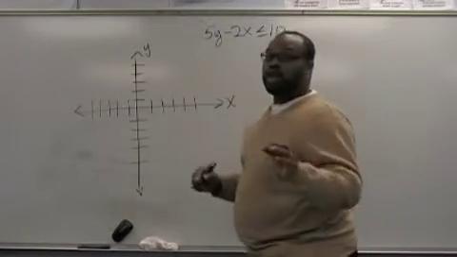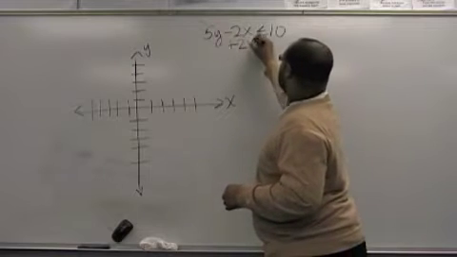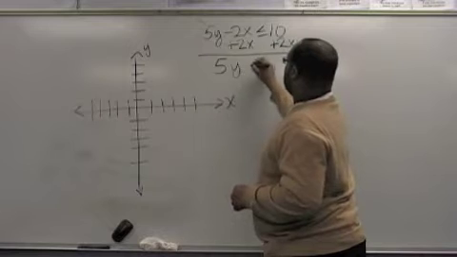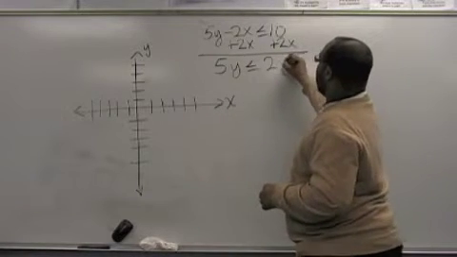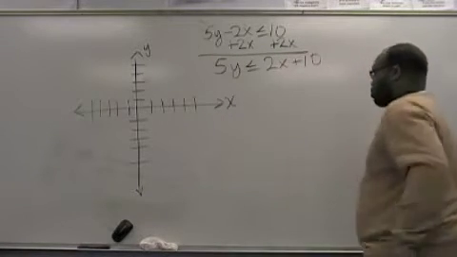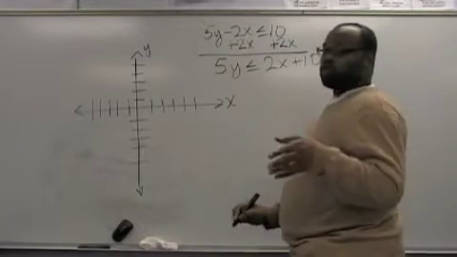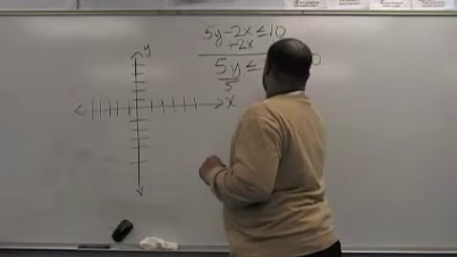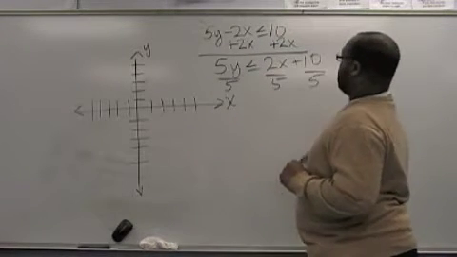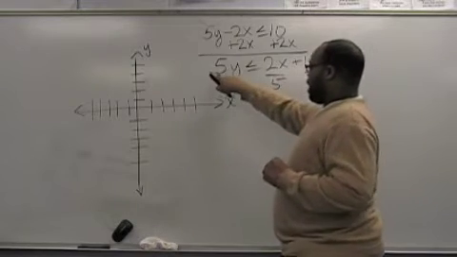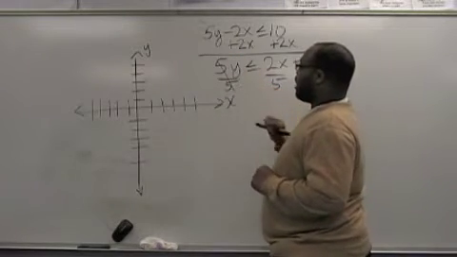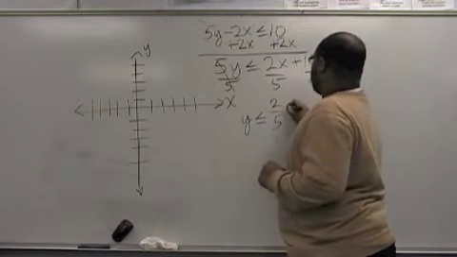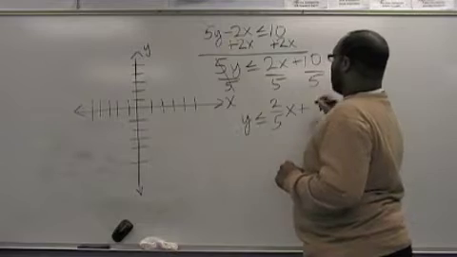I'm going to add 2x to both sides. And I'm going to get 5y is less than or equal to 2x plus 10. Now, to continue solving for y, I'm going to need to divide by 5 on both sides, using the distributive property here. And once I divide by 5 on both sides, these cancel out. Y is less than or equal to 2/5 x plus 10 divided by 5 is 2.